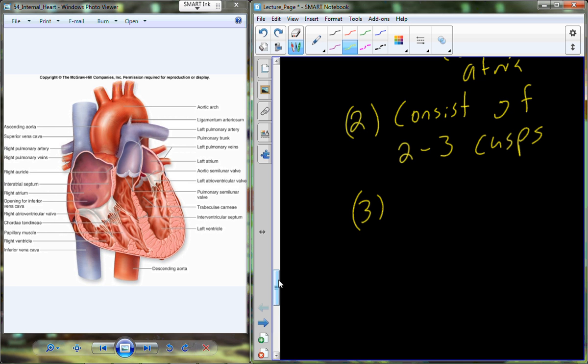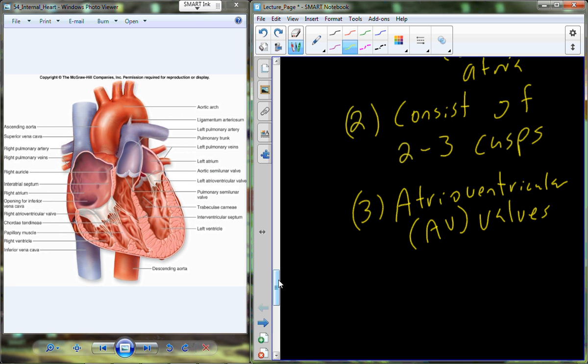Now, there are four different valves, but there are really two types of valves. Each of the four has two or three cusps or leaflets. So we're going to have two atrioventricular valves, and two semilunar valves. We're going to start out with the atrioventricular valves, sometimes referred to as the AV valves.